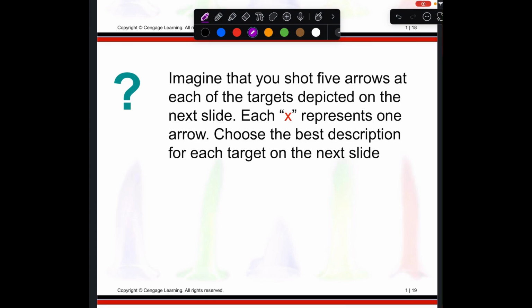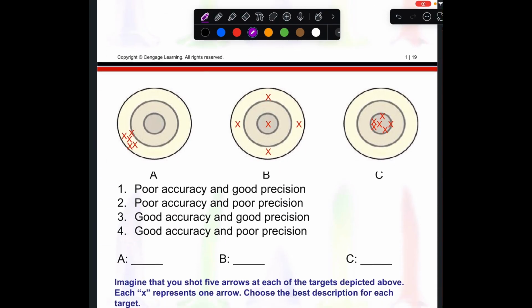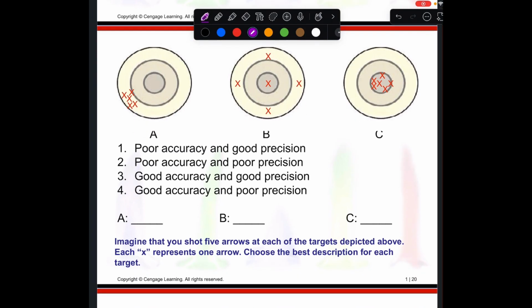So we're going to look at some targets here on the next slide, but we basically want to keep in mind that we are comparing the 5 arrows, and each arrow is represented by an X, and we're going to go ahead and describe each target with the descriptions entitled below. So we have here A, B, and C, and we have poor accuracy and good precision, poor accuracy and poor precision, good accuracy and good precision, and good accuracy and poor precision. So if you could, try to pause this video and label A, B, and C, and I'm going to go ahead and do it with you here in a moment.